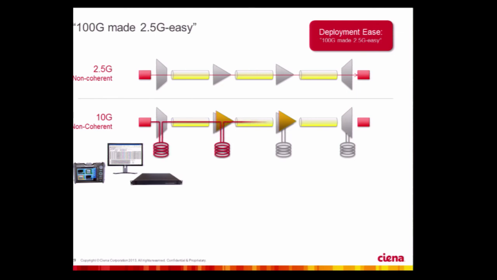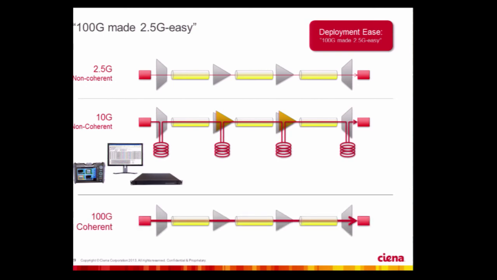Now, going to coherent transmission, we're actually back at the simplest designs of before, because of the digital signal processing. You can compensate for a large range of dispersion, and you can compensate for a large range of polarization mode dispersion, and that makes it very easy to put these systems together. So the 100 gig design is as simple as the 2.5 gig design.